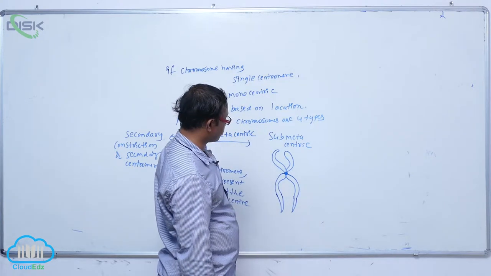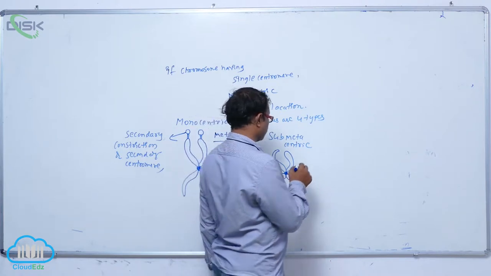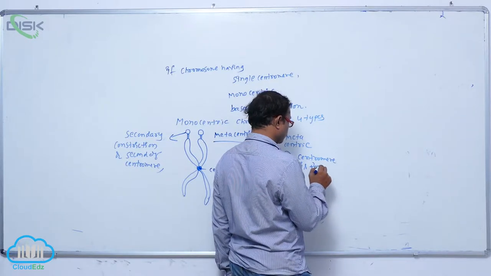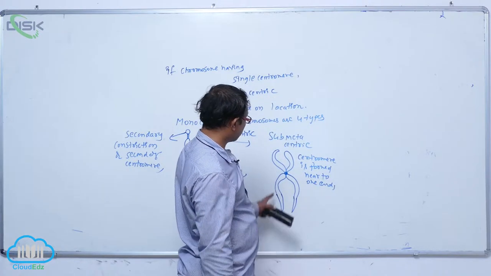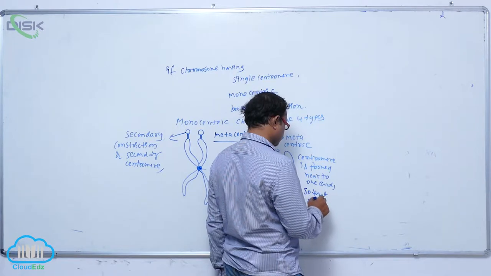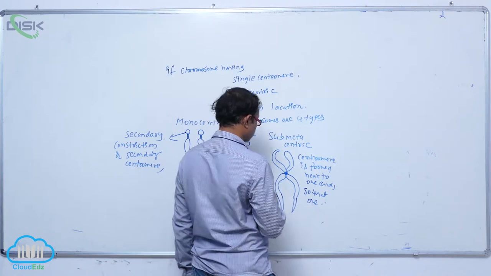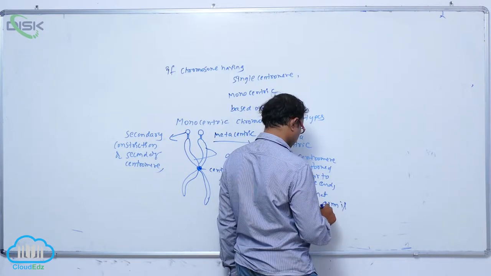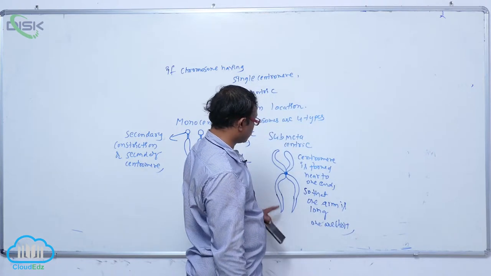So in this, the centromere is present close to one end, near to that end. That's why one arm is long and the other arm is short. That is known as the submetacentric.